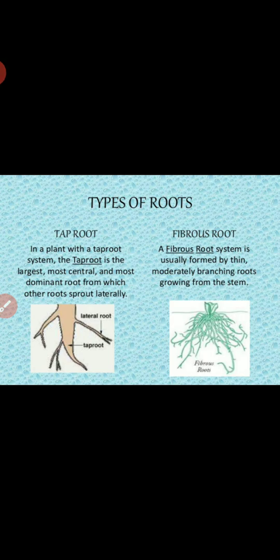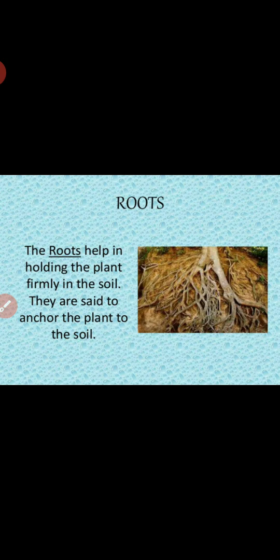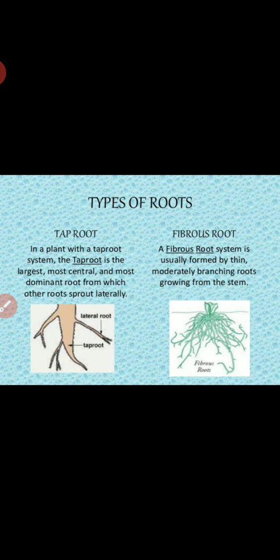Now take out your science textbook and open lesson number 7, Getting to Know the Plants. As you know, yesterday we saw the types of roots. The roots help in holding the plant firmly in the soil, and they are said to anchor the plant to the soil. We have also seen the two types of root, that is the tap roots and fibrous roots.